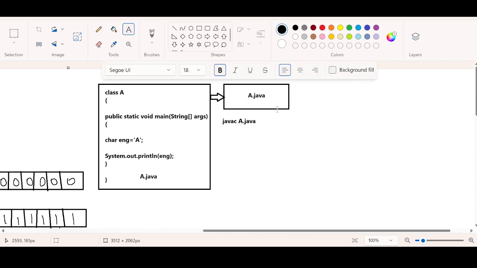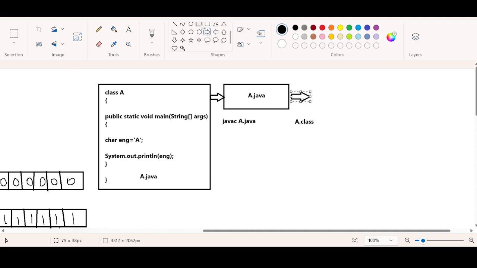And the compiler will generate what? The a.class file will be generated. After the a.class file generation, you need to execute it. For the execution, the JVM, Java Virtual Machine, is necessary. Let us say that this is the JVM.